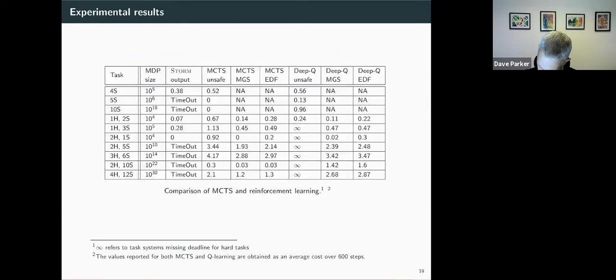In this table, we compare values obtained by MCTS and Deep Q learning. While Deep Q learning provides good results for small task systems with 3 or 4 tasks with several thousand states, this method doesn't perform well for benchmarks with a large number of tasks. In those cases, the state space was found to be too large to learn a good strategy, and the output produced a cost much higher than that observed with MCTS.